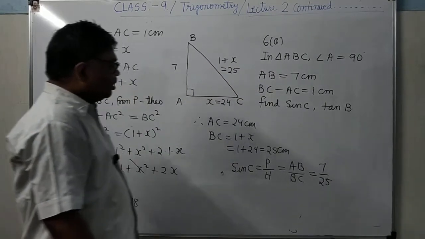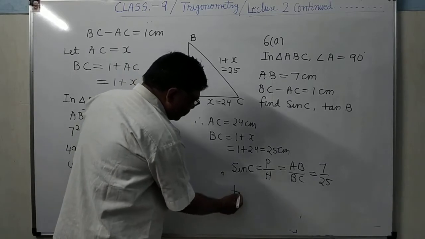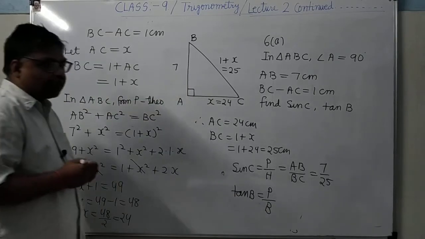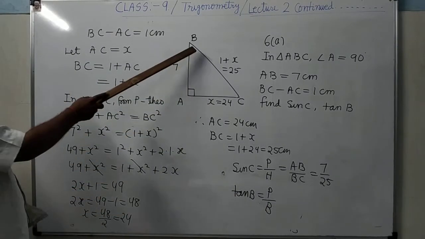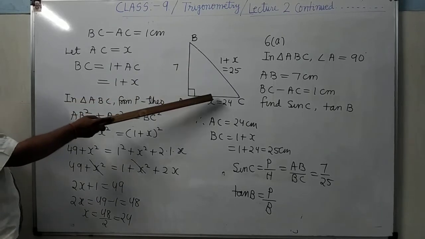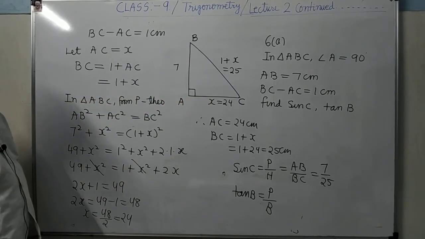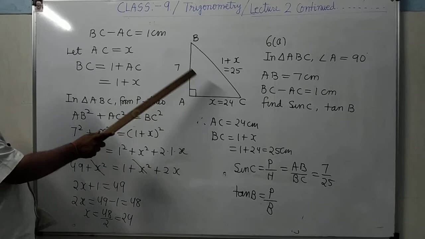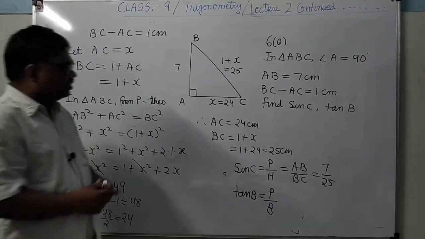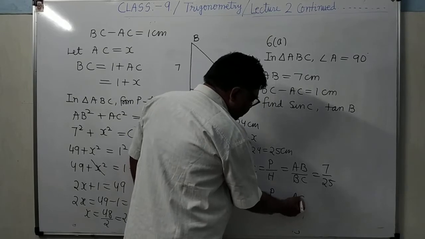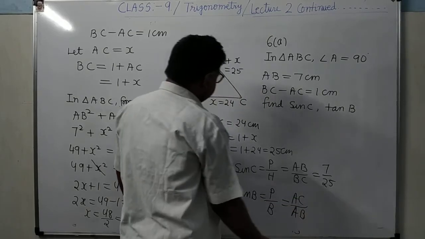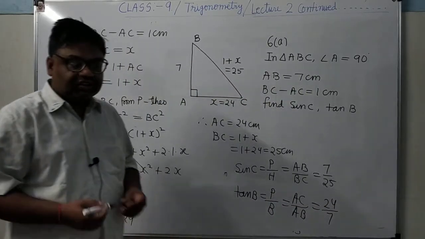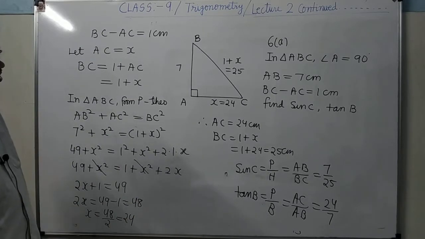It's clear. Then tan of angle B. We know that tan is perpendicular upon base. But what will be the perpendicular now? Angle B is this. Which side is in front of angle B? AC. AC will be the perpendicular, so AB will become the base. So it is AC upon AB, which equals 24 upon 7. This way you can do question 6A.